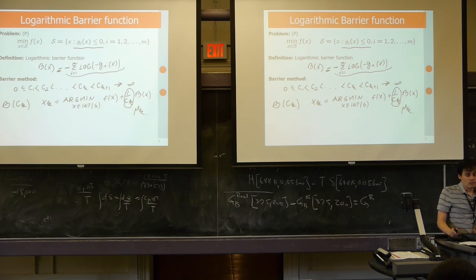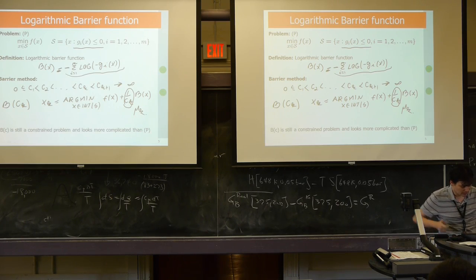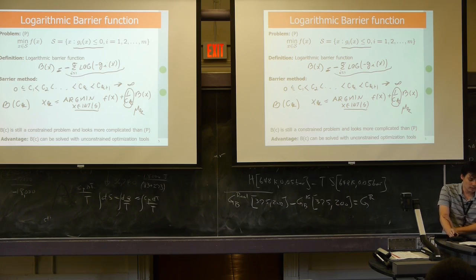And now you might say we didn't do much, because this barrier problem with parameter c is still a constrained problem, right? Because we say that x is in the interior of S. And now it even looks more complicated than the original problem. But the good thing with this barrier problem is that because of the nature of the barrier function, we can solve this barrier problem with unconstrained optimization tools. That's the whole idea here.